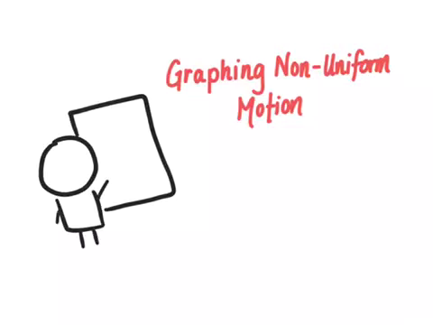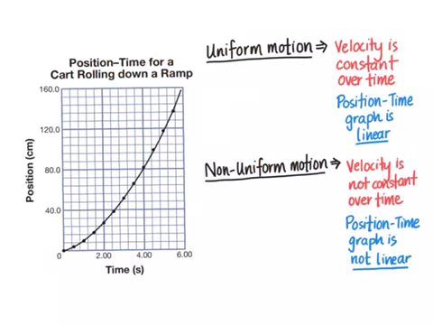In this video, we're going to talk about graphing non-uniform motion. So looking at what a graph will look like when an object is accelerating. So we're going to start with a position time graph. And this is for a cart rolling down a ramp. So as something rolls down a slope, it's going to increase its speed.